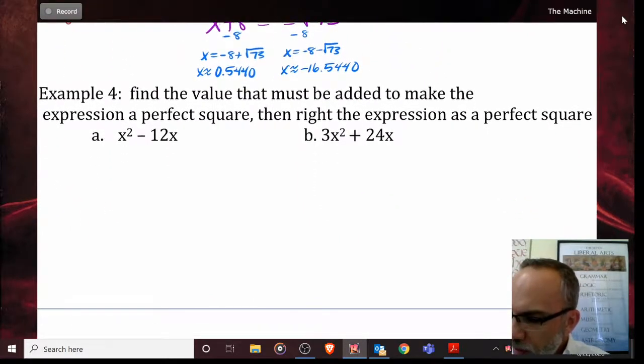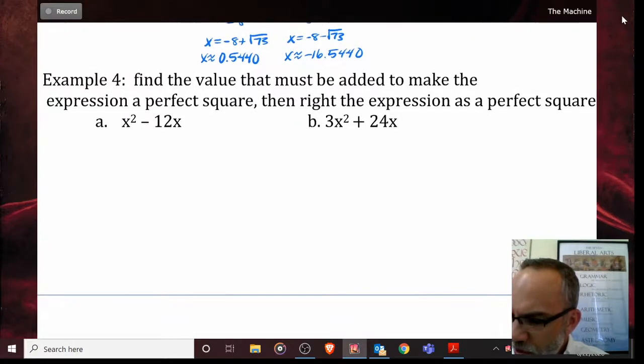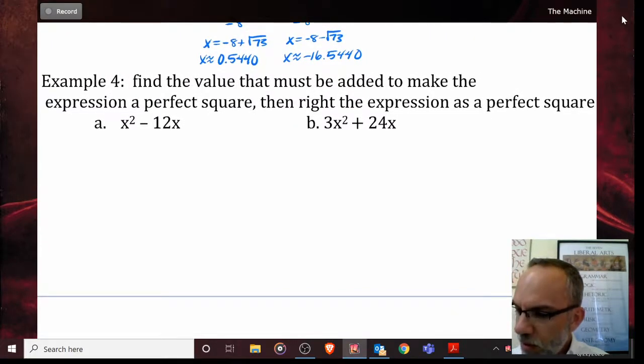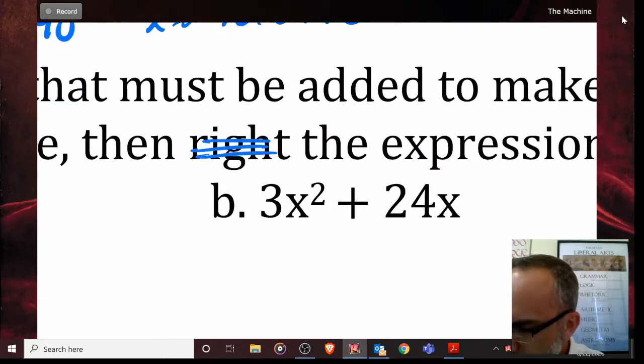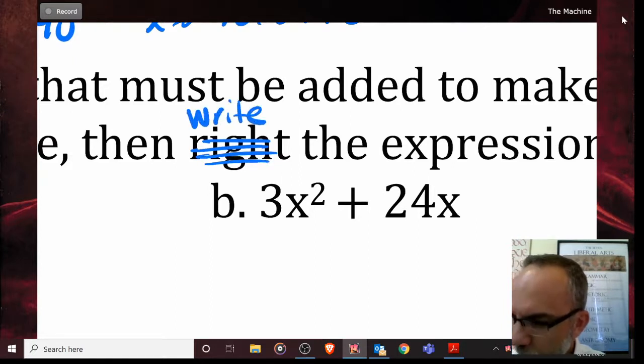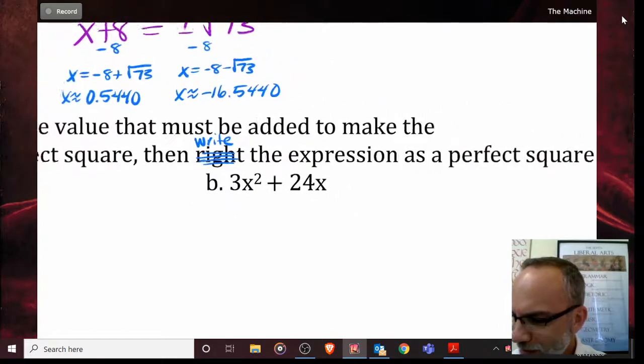Find the value that must be added to make the expression a perfect square. Then, oh my goodness. Did I do that, or was that an autocomplete thing? I'm sorry, I apologize. Then write the expression as a perfect square trinomial.